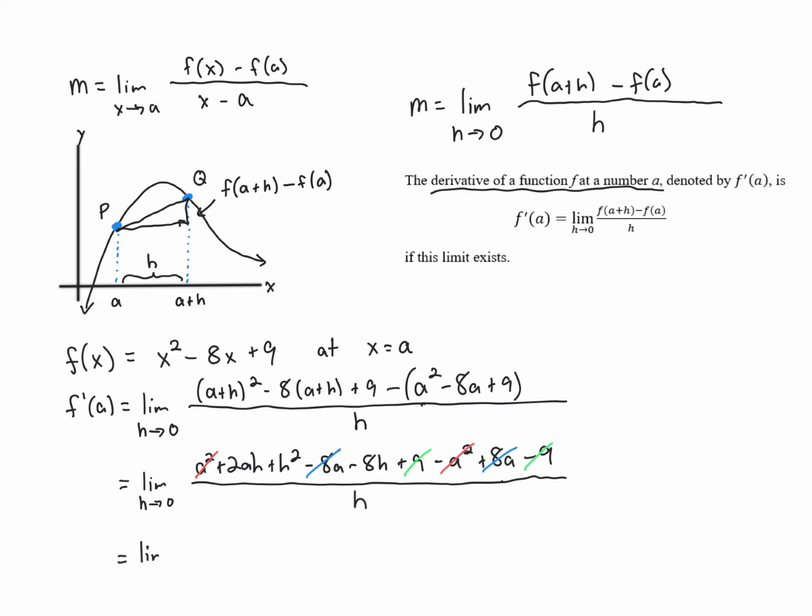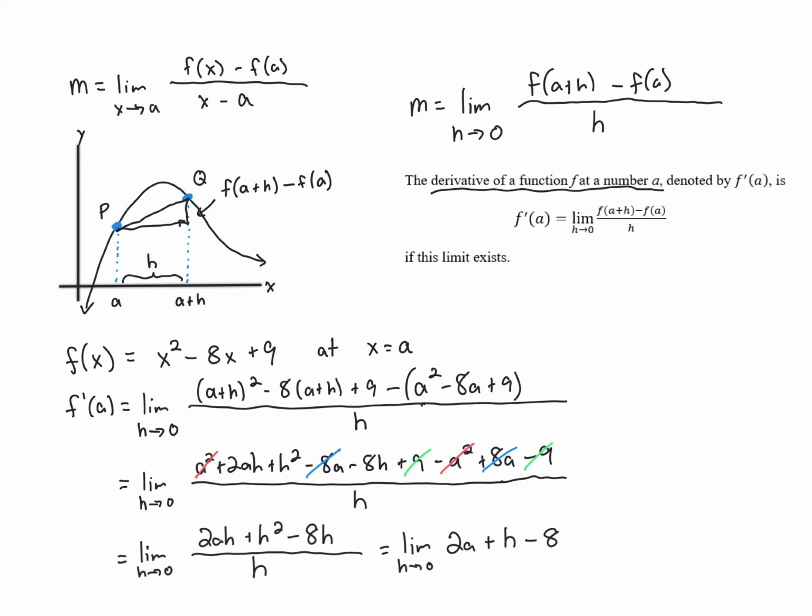So we've got the limit as h approaches 0. In the numerator, we've got 2ah plus h squared minus 8h. I think everything else is canceled, all divided by h. And we're really lucky because all of those terms can be divided by h. So when we do that division, 2ah over h is just 2a. And then plus h squared divided by h is h. And then minus 8h divided by h is just 8. And we need to take the limit of this as h approaches 0.